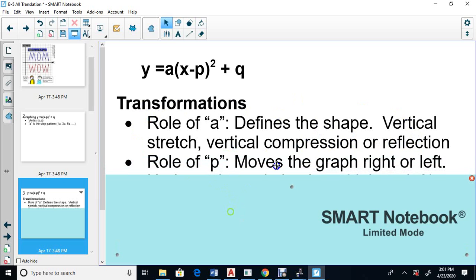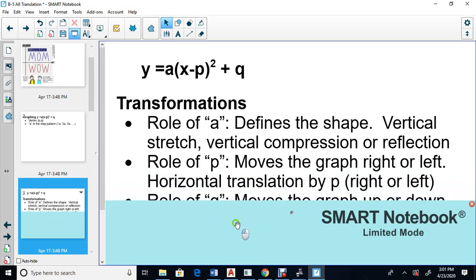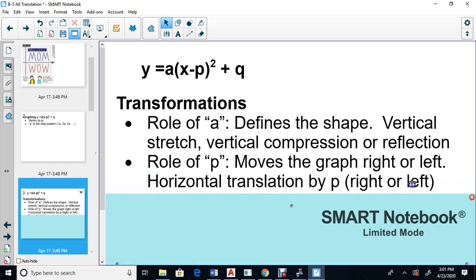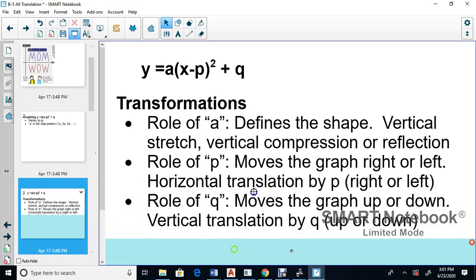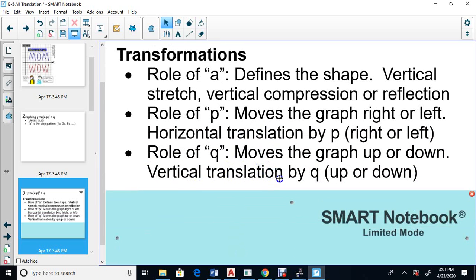Okay, role of p moves the graph right or left. It's a horizontal translation by p, either right or to the left. And finally, role of q moves the graph up and down. So it's a vertical translation by q, up or down. Sometimes they say vertical translation by like 5 units up. Sometimes they use the units in here, same here, they put the word units. And sometimes they go vertical stretch by a factor of 5 or vertical stretch by 5. I try to shorten it a little bit.